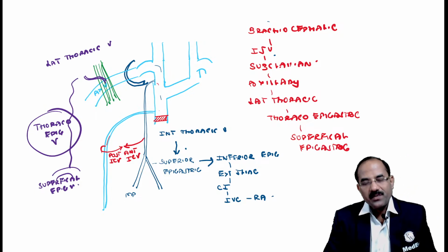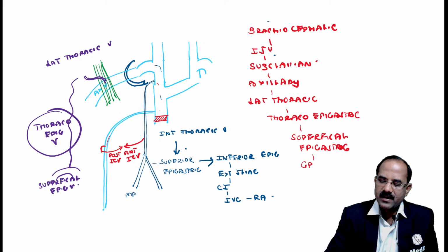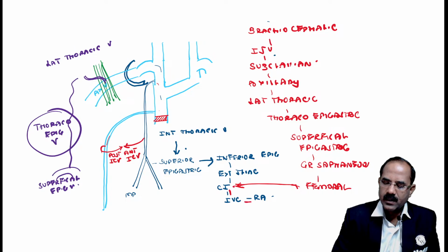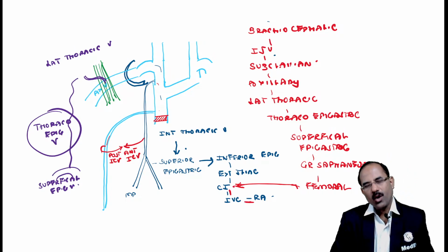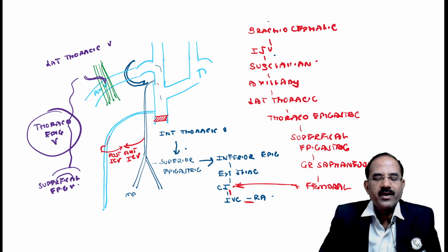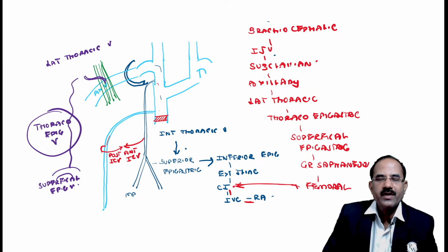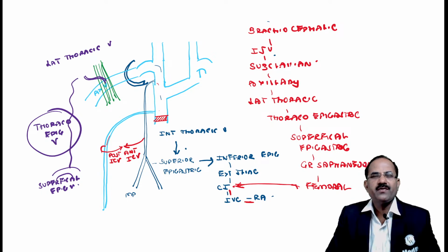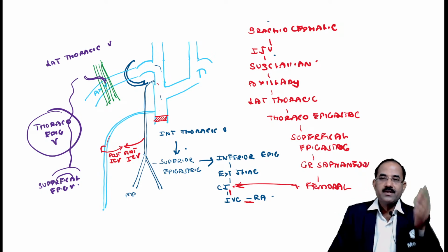This superficial epigastric vein drains into what? Great saphenous. Great saphenous drains into femoral. Femoral drains into common iliacs. Then common iliacs, IVC, right atrium. I hope, students, you are following this? So that's how the blood flows if there's an obstruction to the SVC below the azygous vein, if there's a thrombosis of the SVC below the azygous vein.